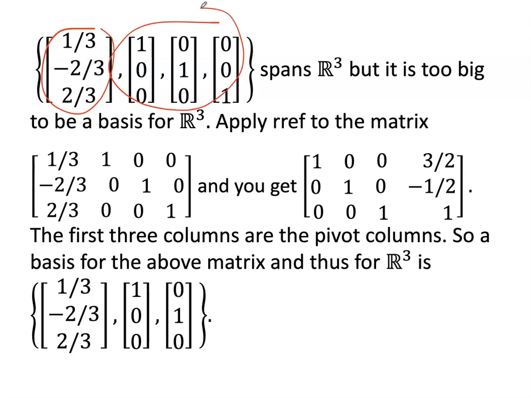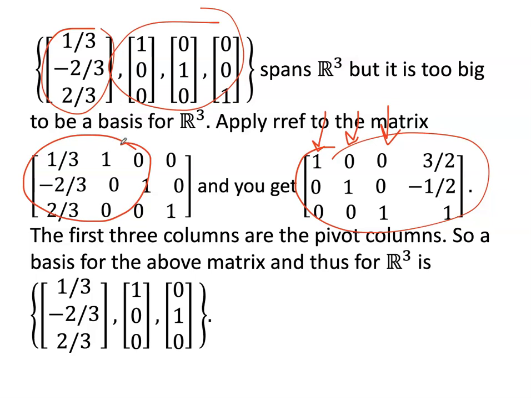So we apply reduced row echelon form, rref, to the matrix. And when you do that, this is what you get. So the first 3 columns are the pivot columns. And that implies that a basis for the above matrix, and thus for R3, is going to be these 3 columns in the original matrix. Okay, so not the 3 columns of the rref matrix, but the first 3 columns of this matrix. Okay, so that'll be our basis for R3. So we've got 1/3, -2/3, 2/3, 1, 0, 0, 0, 1, 0.